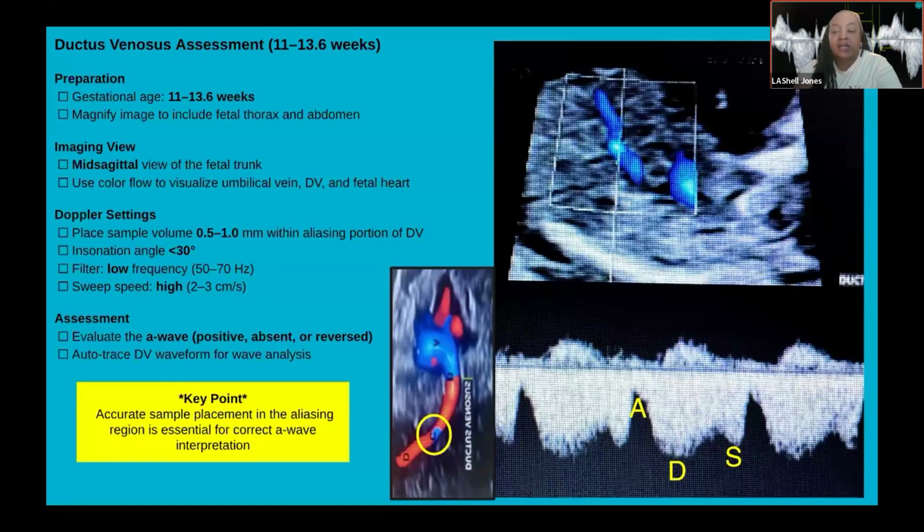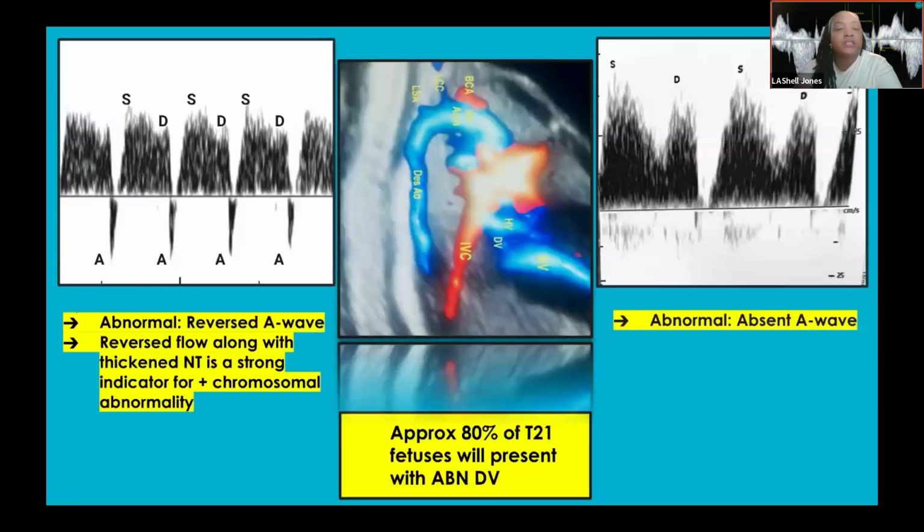All right. Now let's look at a few examples of abnormal ductus venosus. So starting with the reverse A wave, you see where we have both that S and D above the baseline, but then notice the A is below the baseline. So this was an example of a reverse A wave, which is abnormal.